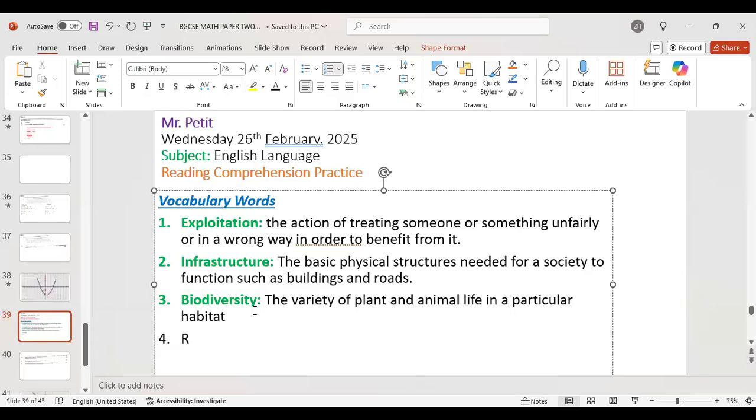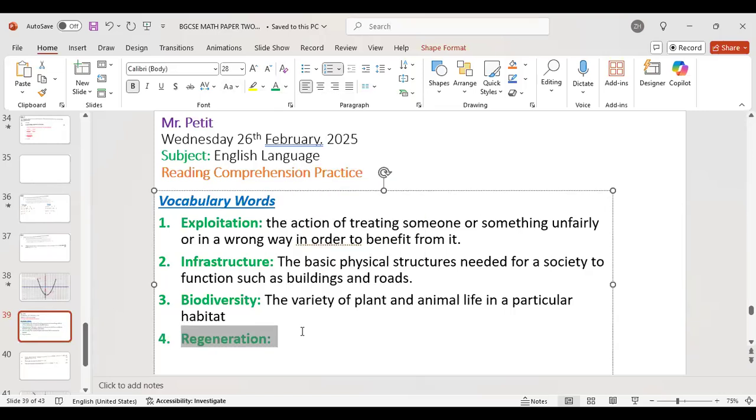So R. R what? Resources. Reserve? No. Regenerate. Regulation. Regeneration. Regeneration.